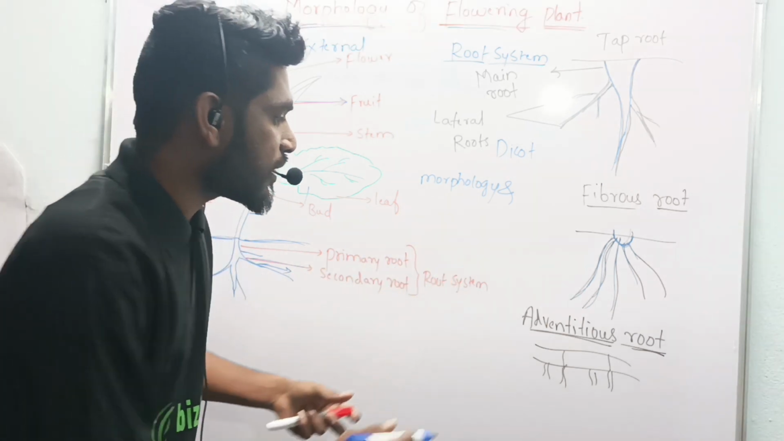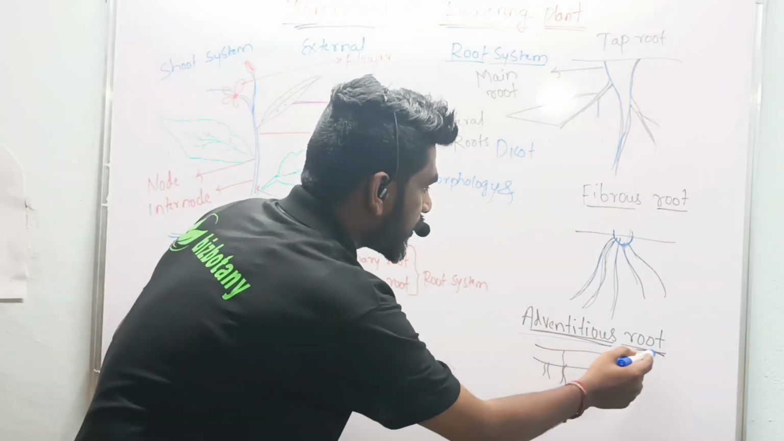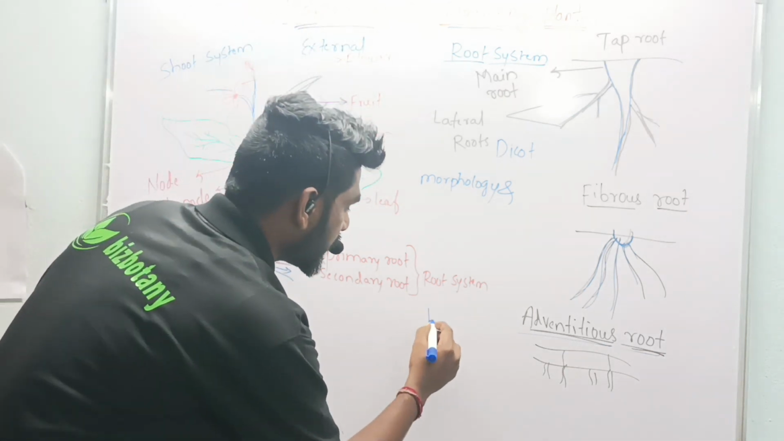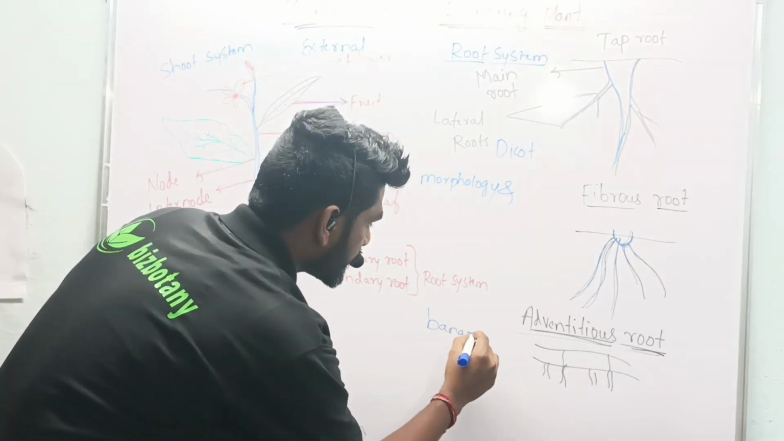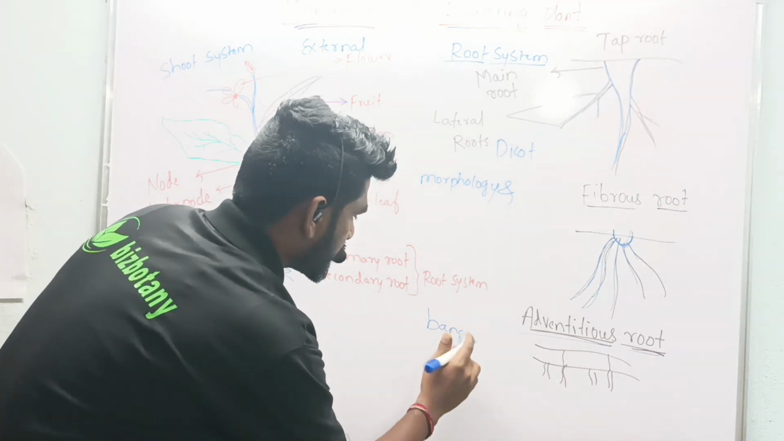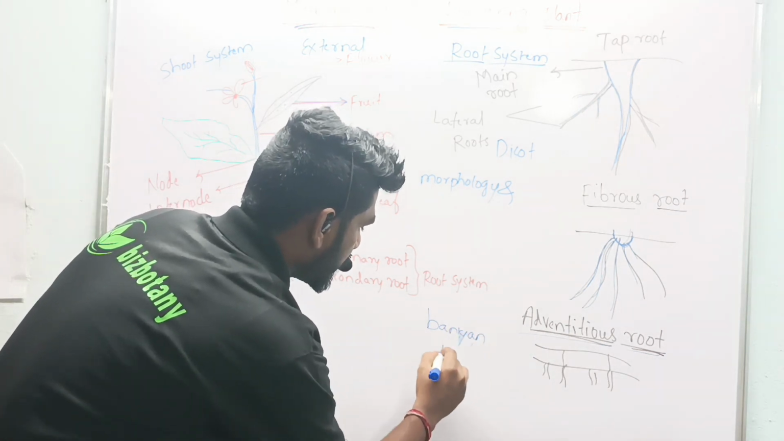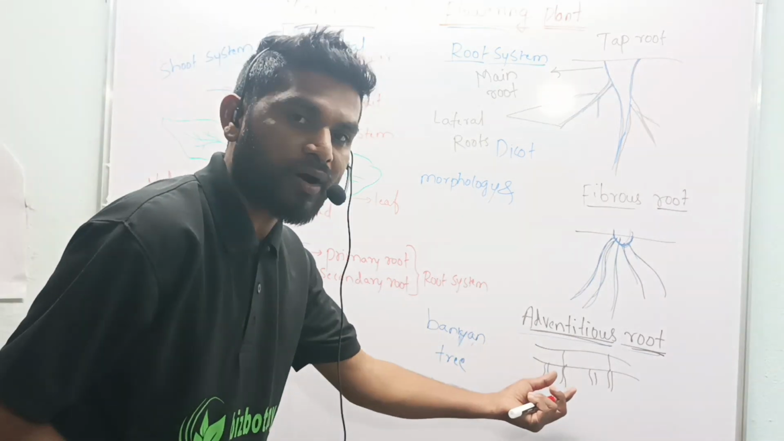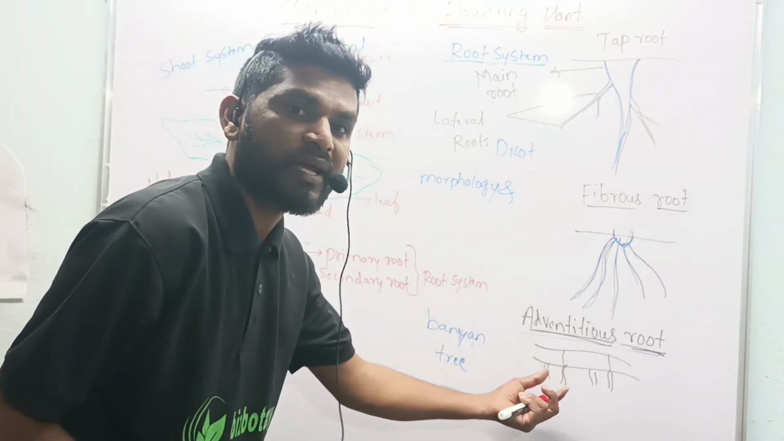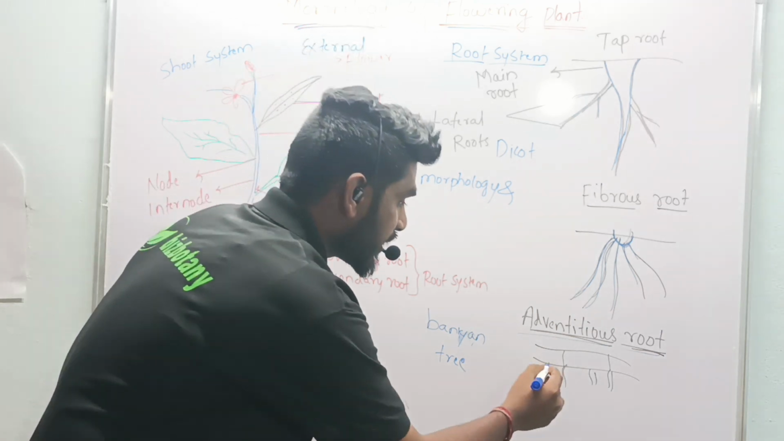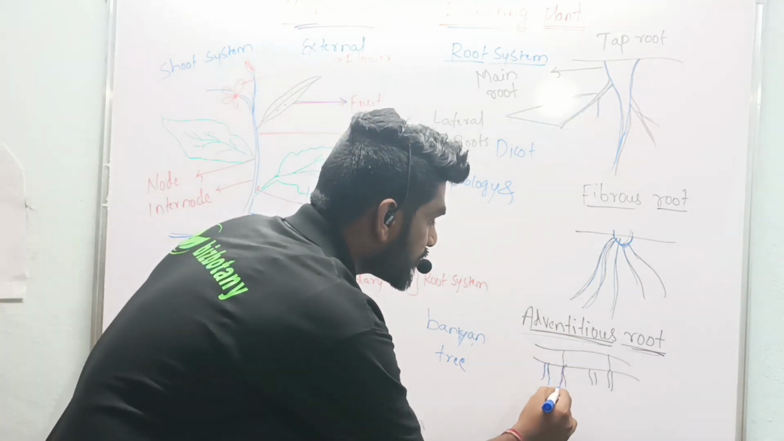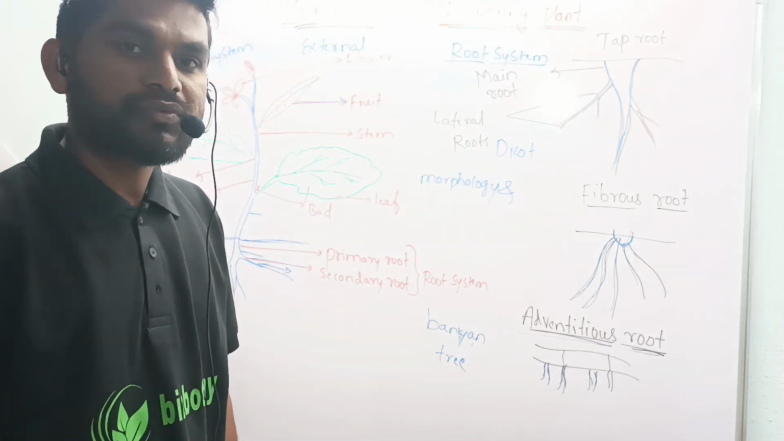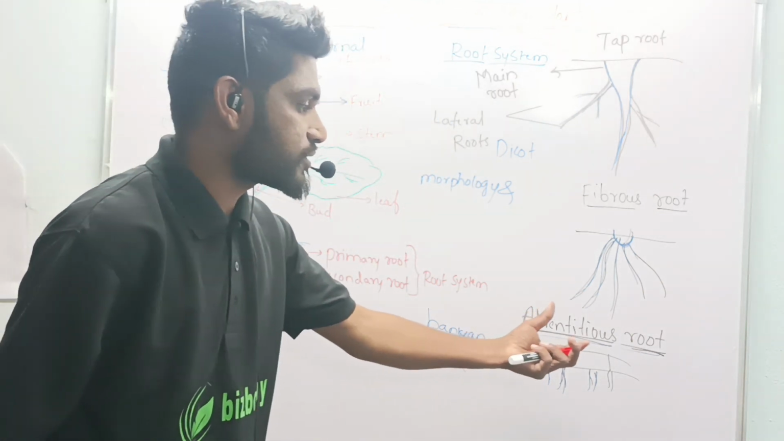Finally, the last one is the adventitious root. Adventitious roots are present in plants like the banyan tree. Here, roots are formed from all parts of the plant except the radicle. Except for the radicle, from all parts of the plant, roots will be formed. Such roots are called adventitious roots.